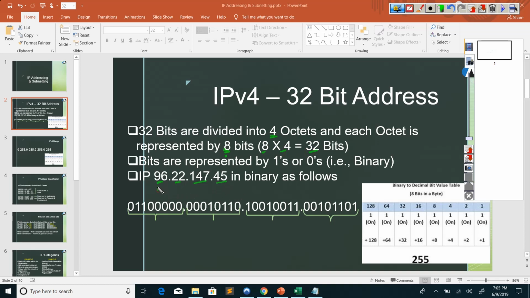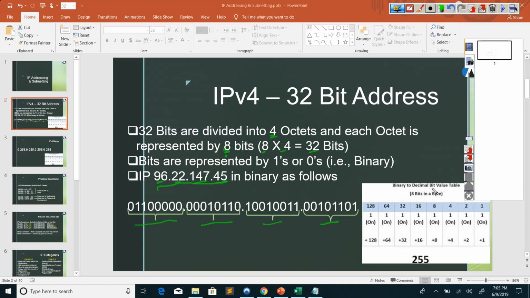This IP is represented in binary format as below. This 96 has been represented in binary as 01100000, and 22 like that. Each of these represents an octet, and there are 4 octets as we said earlier.